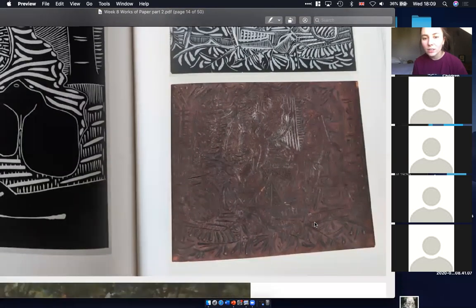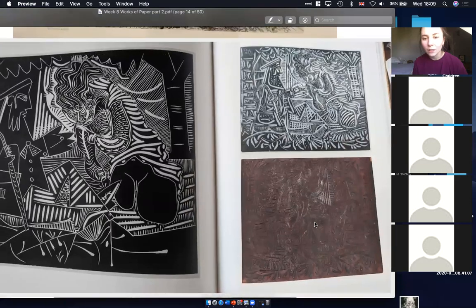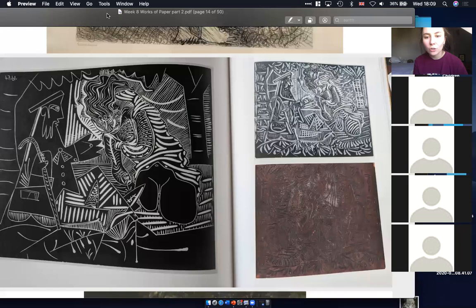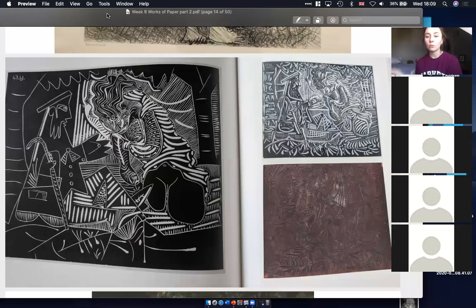And it's just so that you can see that the same lino cut can be used to create two completely different images. So the image on the right, the black and white image, and the image on the left are made with the same print. It just depends how much of the print you cover in white paint or whatever color you choose.